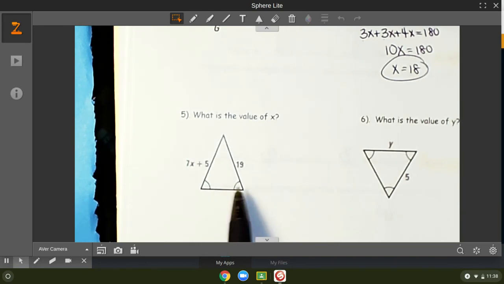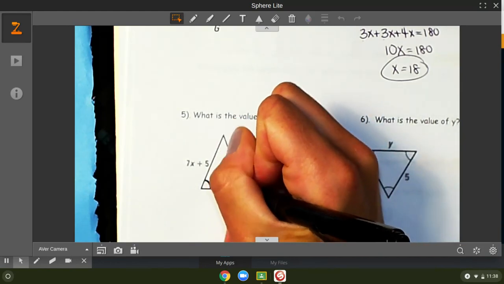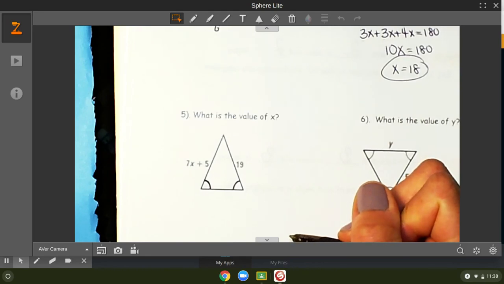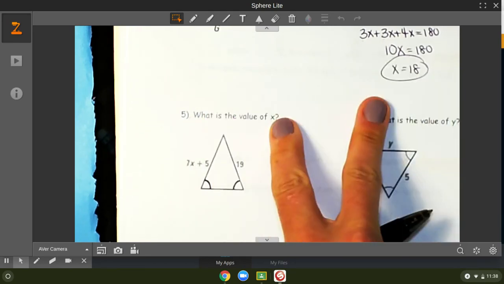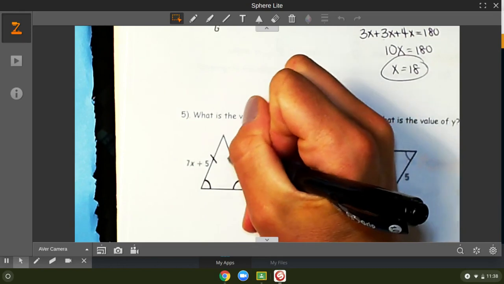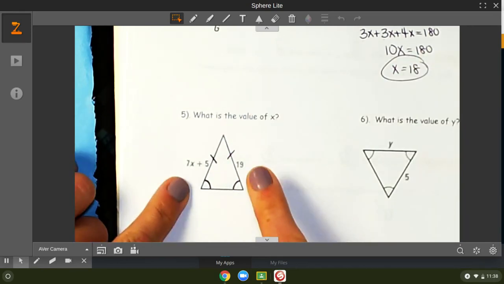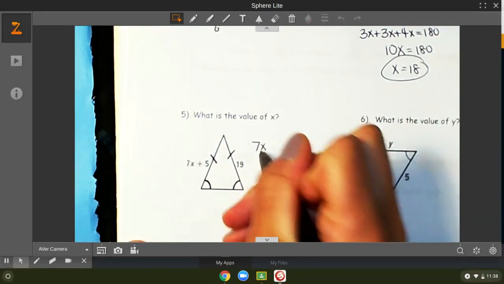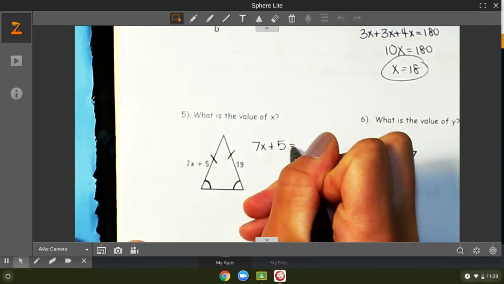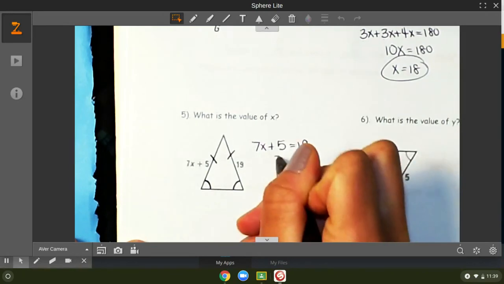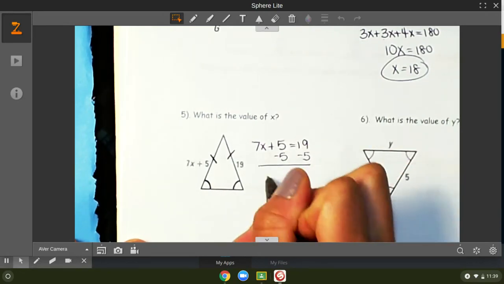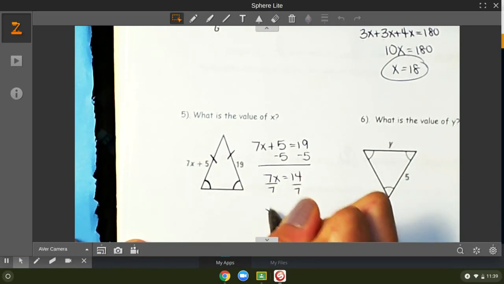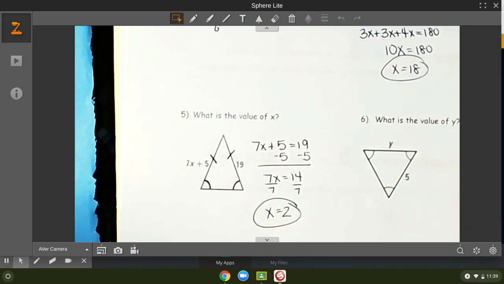Well, we have two equal angles. If we have two equal angles, that means it's isosceles. Isosceles triangles have two equal sides, two equal angles, so we mark our two sides congruent. And just like that, we have these two sides as being congruent. So we can set it up. 7x plus 5 is equal to 19. Subtract 5, we get 7x is equal to 14. Divide both sides by 7, and x is equal to 2, and we've got it.